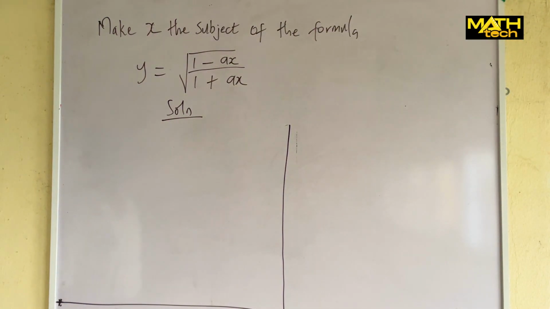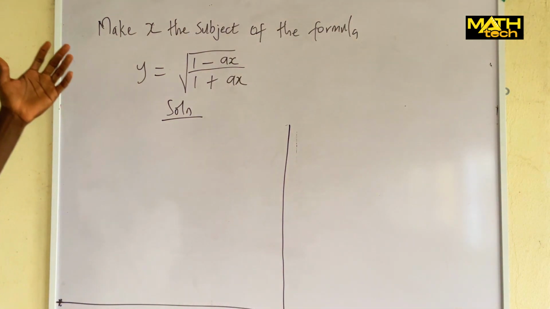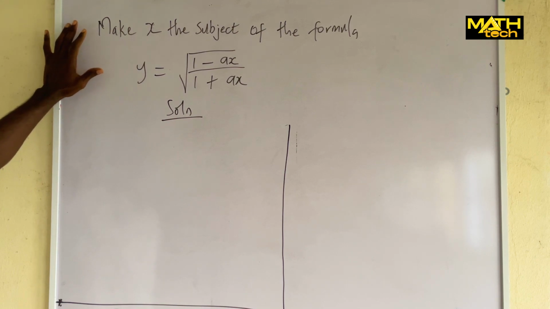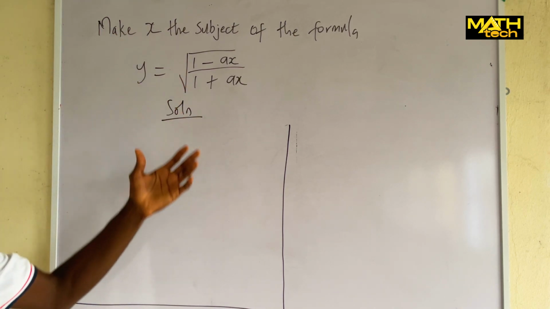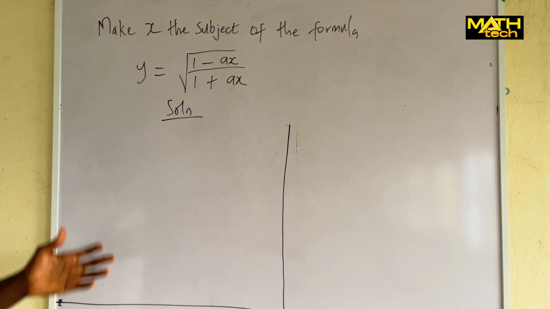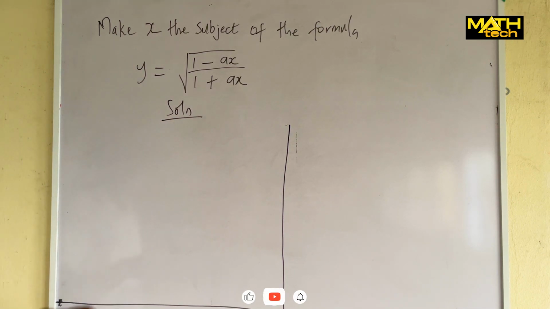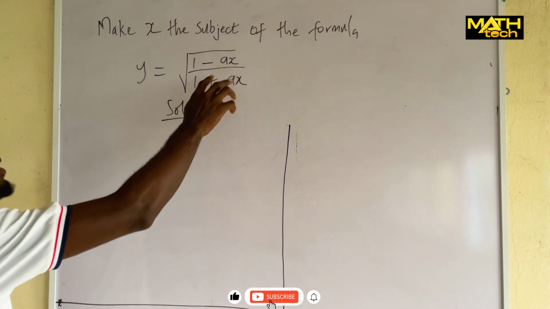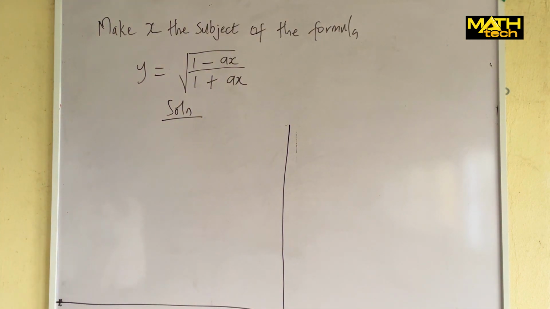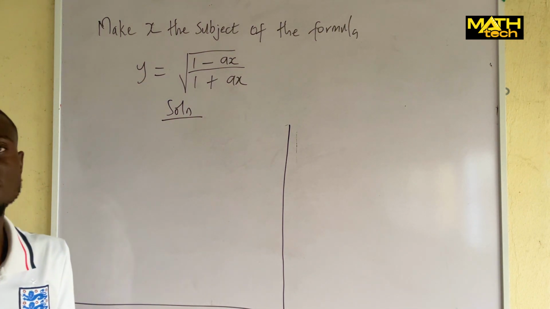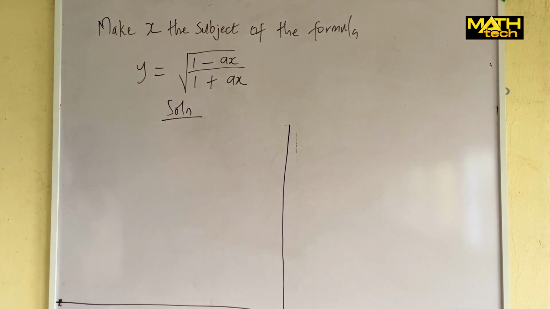Today we'll be solving a very simple and unique question under the change of subject formula. We are asked to make x the subject of the formula if y is equal to the square root of 1 minus ax all over 1 plus ax. Now this is a very simple question.